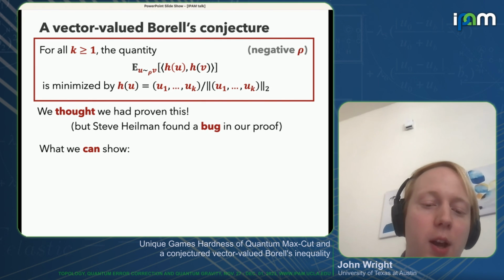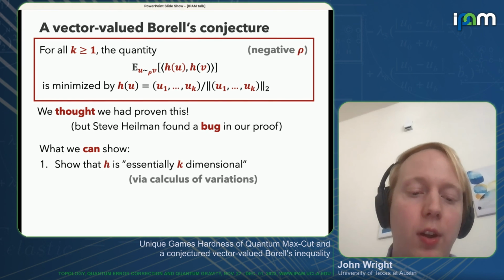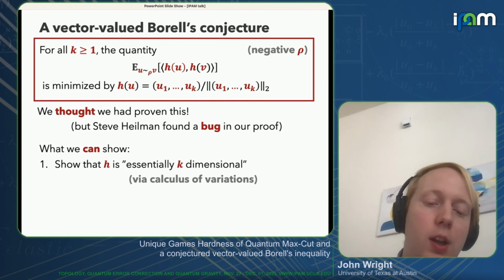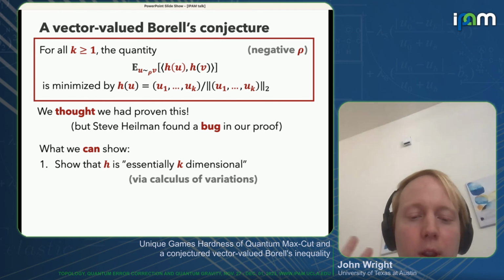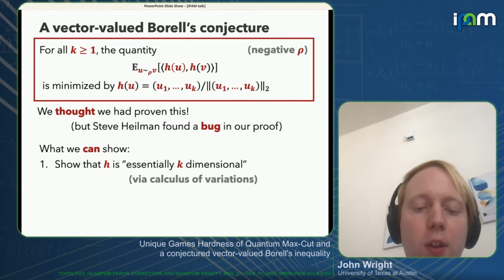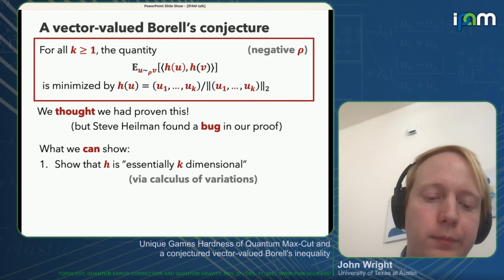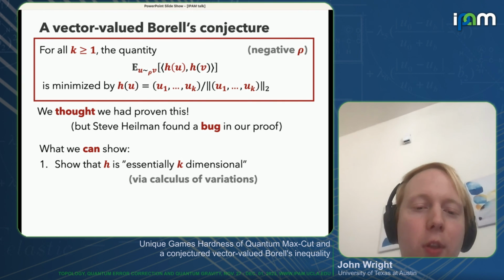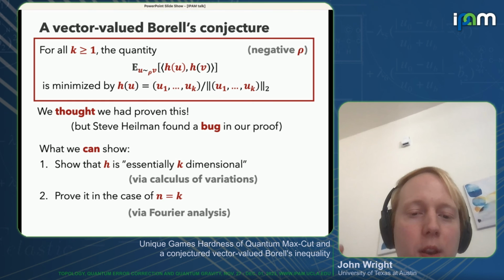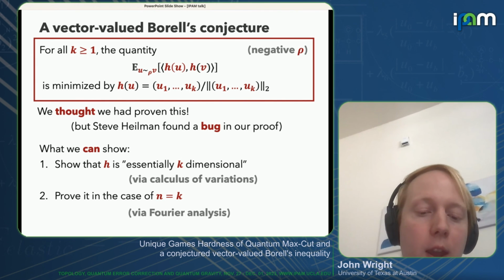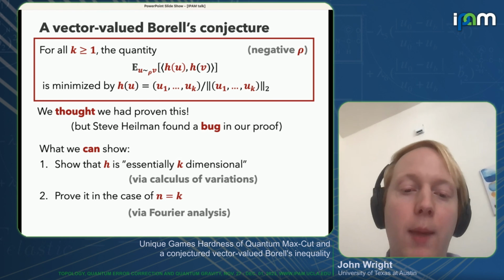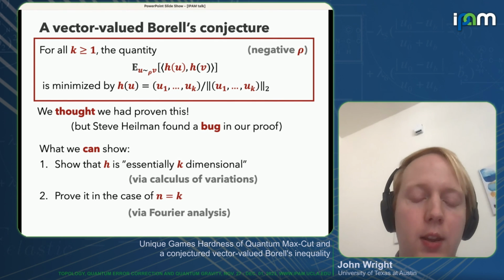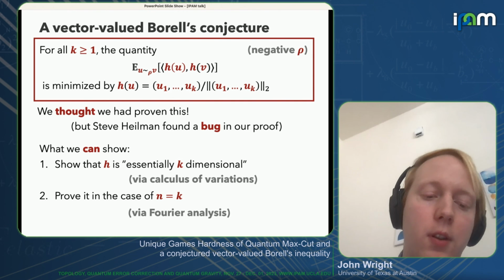First, we can show that any optimal h is essentially k-dimensional, in the sense that it really only uses k coordinates. We show this using the calculus of variations. That reduces you to the case when the ambient dimension n is equal to k. And then we can actually prove this statement in the case when n is equal to k. We show this using Fourier analysis.